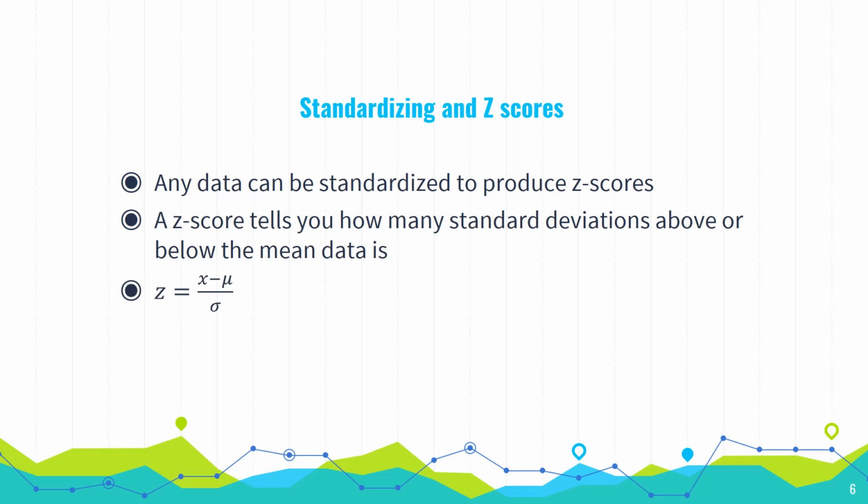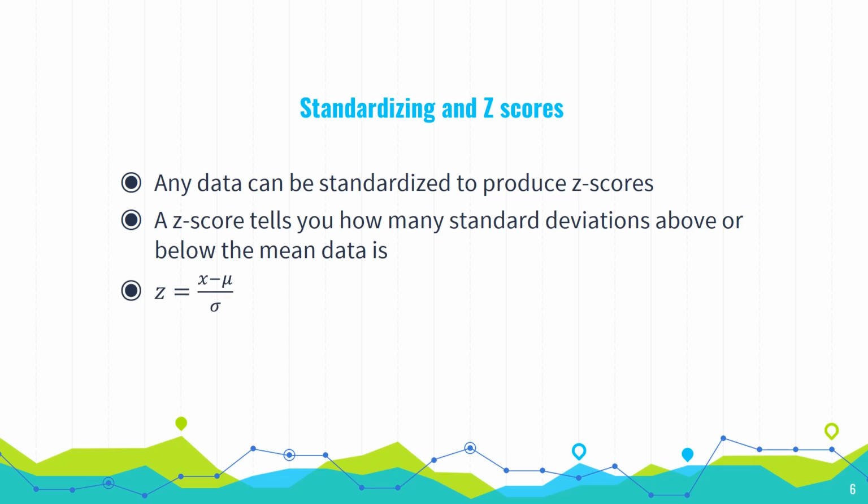Standardizing data. Any data can be standardized to produce z-scores. A z-score is really looking at any value from any normal distribution and asking what value it corresponds to in a standard normal distribution. Another way of thinking of it is how many standard deviations above or below the mean that value is.